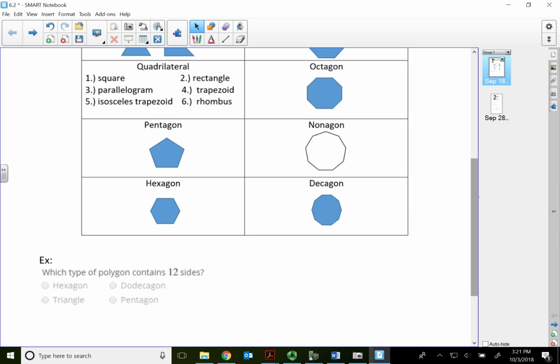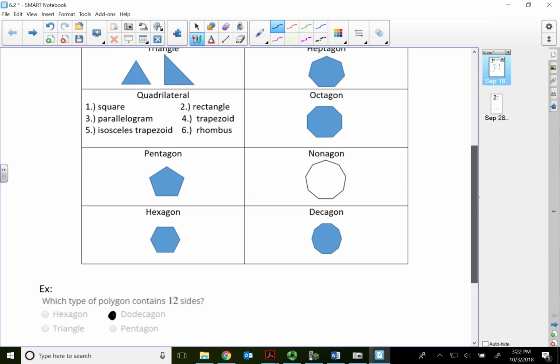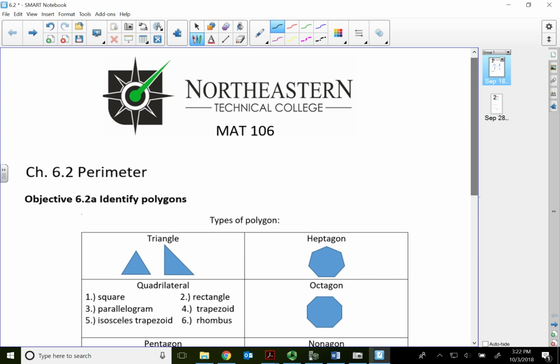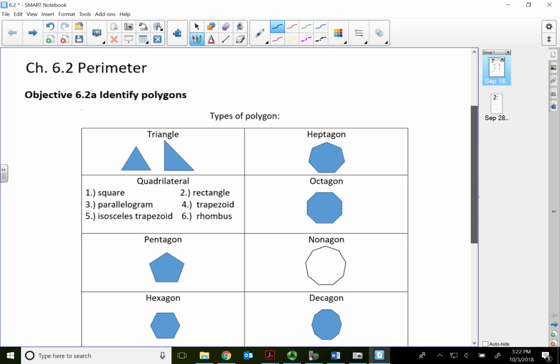So what is the 12-sided called? It's called a dodecagon. But now this particular module 6.2 is about finding the perimeters of polygons. I'm just naming off the popular ones that we normally run into.